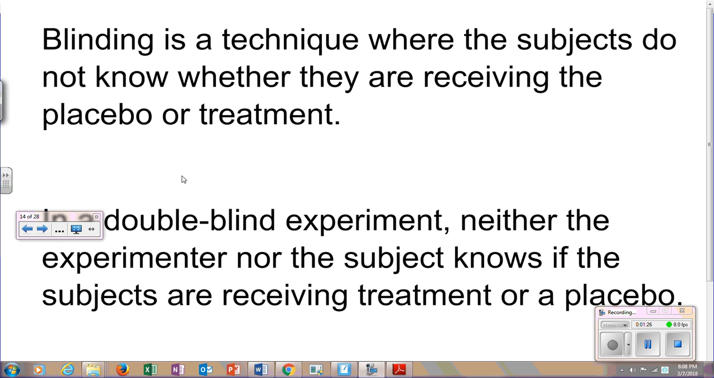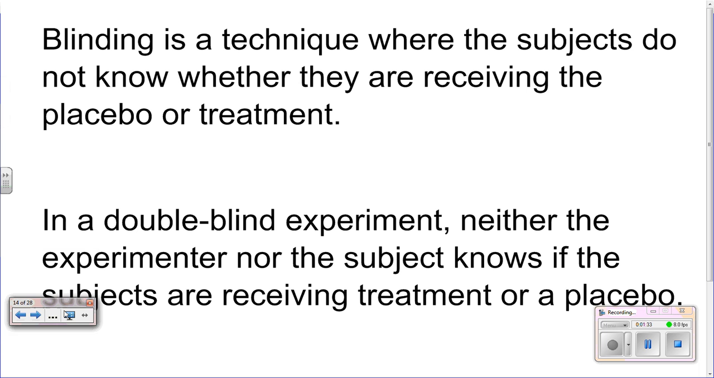So blinding is a technique where subjects don't know whether they're receiving the placebo or treatment. In a double-blind experiment, neither the experimenter nor the subject knows if the subjects are receiving the treatment or a placebo. One of the reasons they want to do that is if you put all your effort into developing a drug that is supposed to, say, cure depression or make you not as depressed, then you would ask people questions along the lines that you're trying to get the answer that you're looking for.